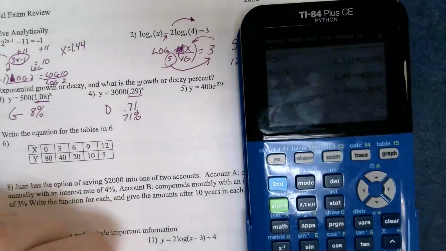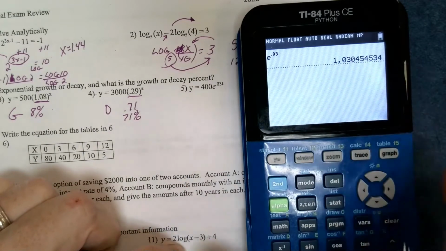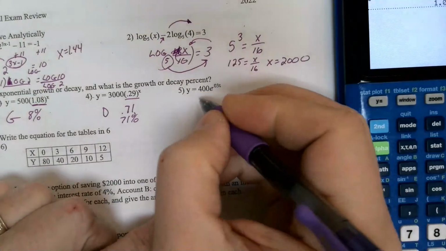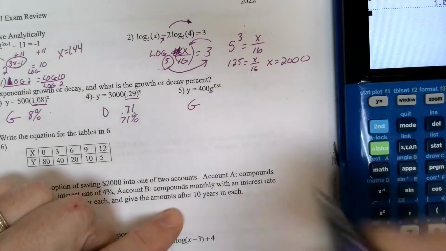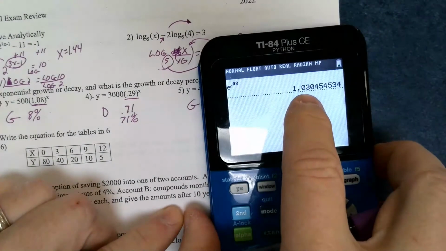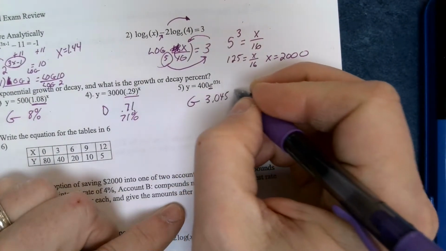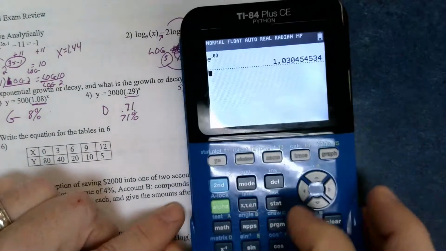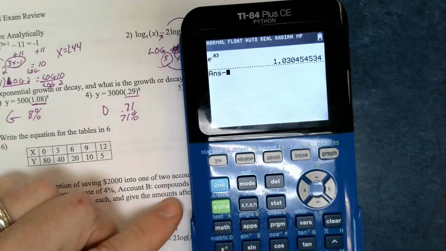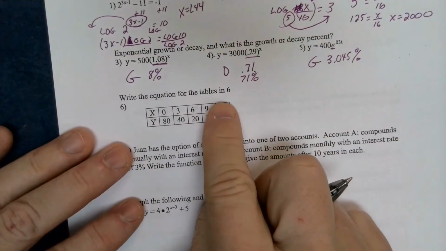On this one right here, this is e raised to the 0.03. So I'm going to go ahead here on my calculator, and I'm going to go second e to the 0.03. And I hit enter, and I get that. Definitely growth again, because e is greater than 1. However, it should only be 3.045% growth. And that's simply the number that it is beyond 1. So if I take that number away, then we're good. Write the equation for the table in 6.